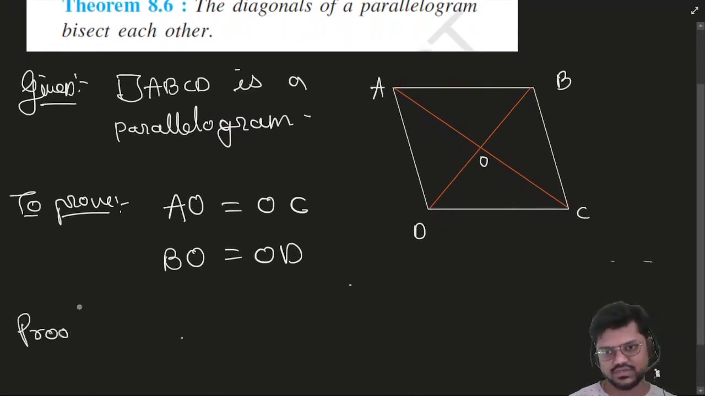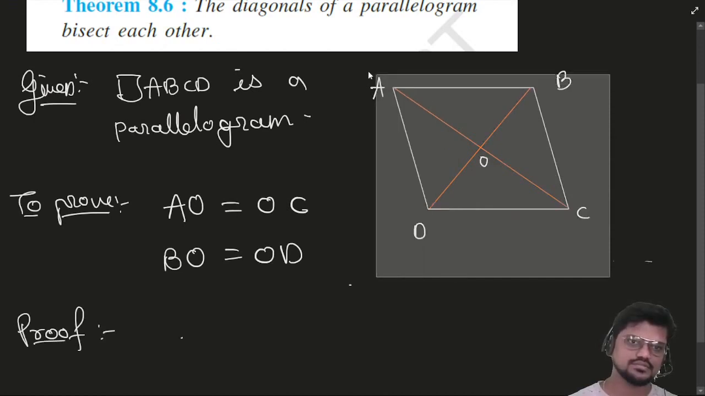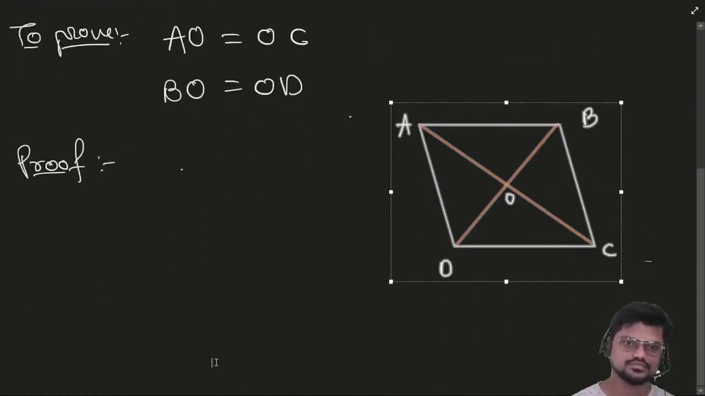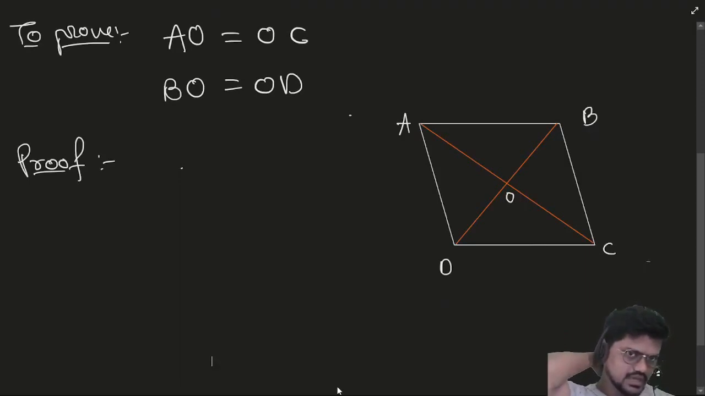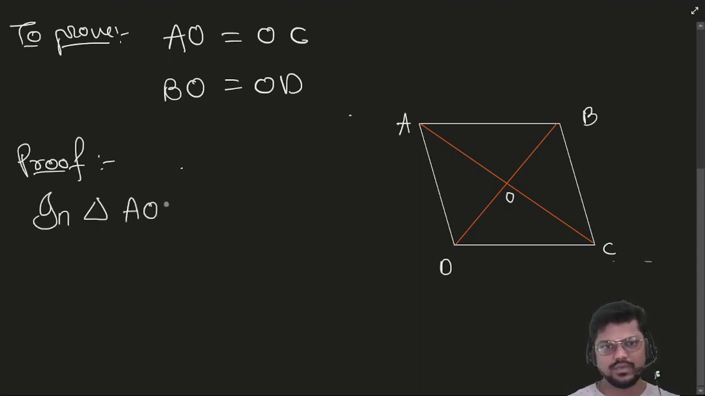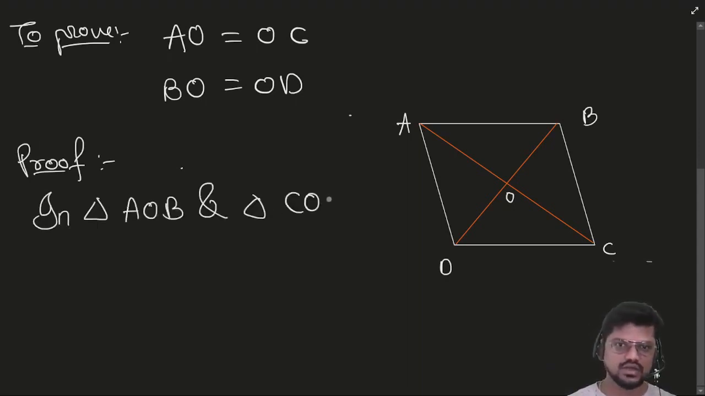If I want to write the proof of this, see, I'll take this figure down. Now, it's a parallelogram. We already knew it. Now, in triangle AOB and triangle COD, what all things do you have? You know that this angle is equal to this. Yes or no? Also, you know that this angle is equal to this angle. Yes, this angle is equal to this angle, again by alternate angles.